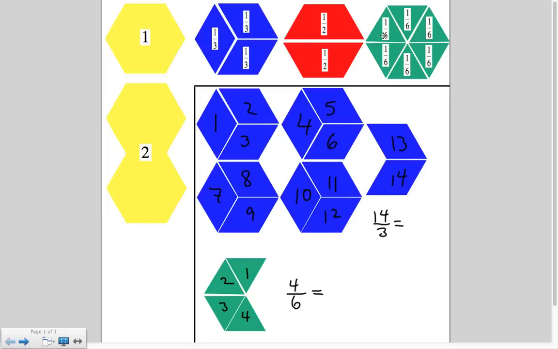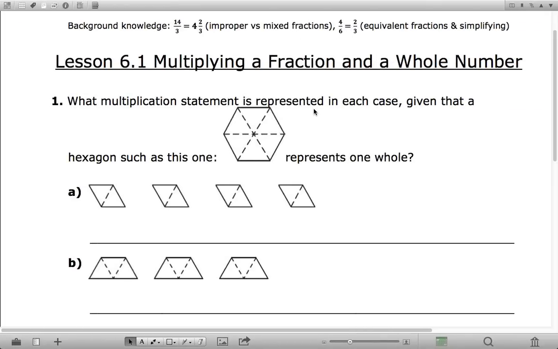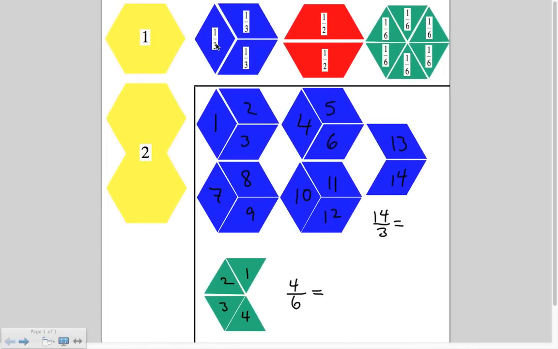And then we've got over here some green triangles. And the green triangles are 1/6 each because it takes 6 of these to cover one whole. So as we're mentioning here, we wanted to know how you can switch from 14/3 to 4 2/3. Switch from an improper fraction to a mixed fraction, or vice versa.